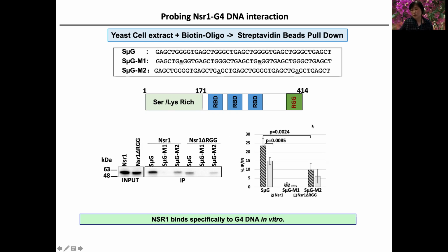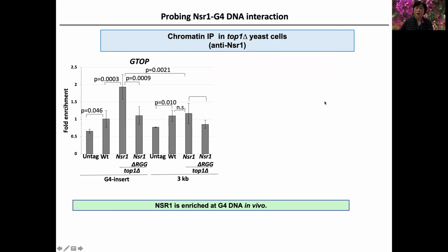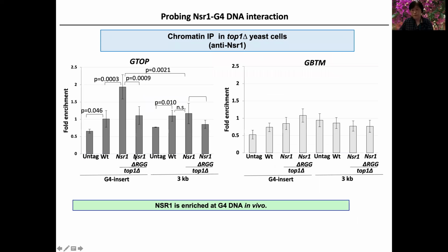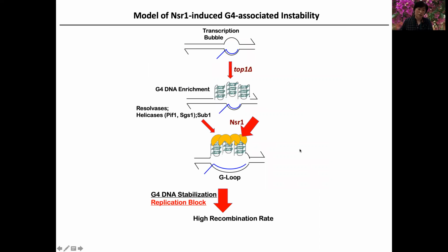And we did this because it was known for the mouse protein that this C-terminal end domain is necessary for very high affinity binding to G4. And this was also true for yeast. And we again did the chromatin IP, just like for Sub1, and we showed that full-length NSR1 is enriched at G4, but not the truncation. And again, at the G-bottom construct, it's not enriched at all. So it is G4 DNA specific binding.